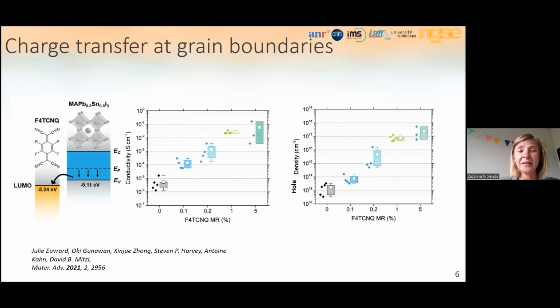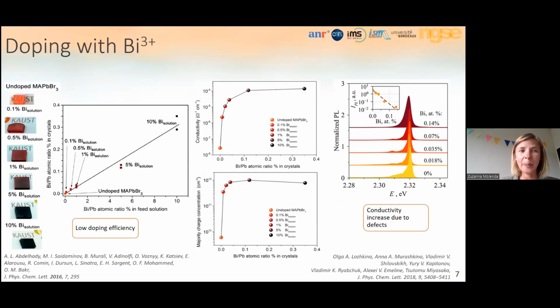When it comes to heterovalent doping, there was an attempt in 2016 to dope single crystals of methylammonium lead bromide with bismuth 3+. And in this graph, we can see that the doping was actually very inefficient, but it's expected for perovskites for the impurities to be very difficult to introduce, because since we are dealing with the ionic crystal, this is some sort of self-purifying system. So naturally, impurities must be very difficult to introduce.